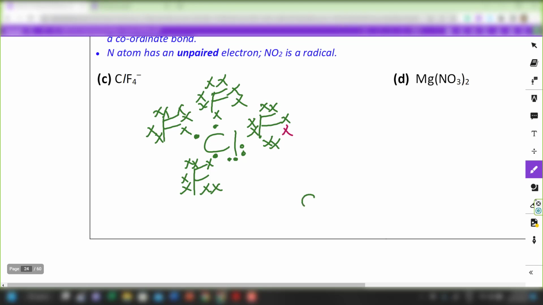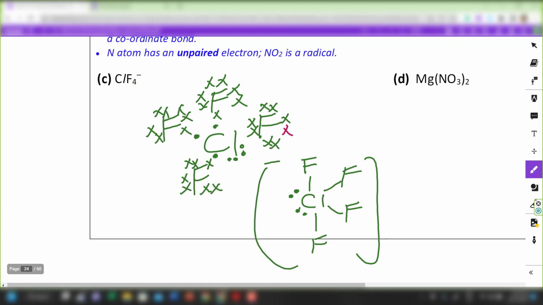Okay, it will look like Cl, F, F, F, F, and then lone pair, and then lone pair. Okay, and then we're going to put an overall charge that is minus. Yeah, something along this line.